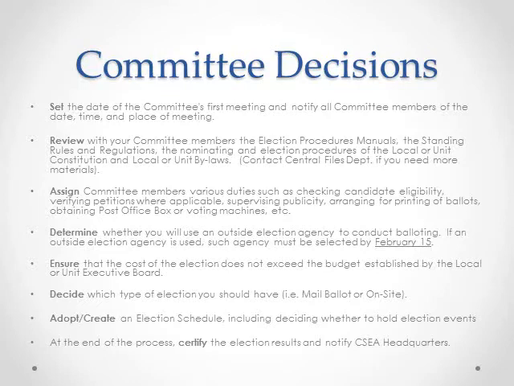The local also has to decide what type of election you should have, whether that's a mail ballot or an on-site election, unless, of course, your local or unit executive board has already directed that it take place in a particular fashion. And the election committee must adopt or create an election schedule, including deciding whether to hold meet the candidates or election events. All the way at the end of the process, the election committee has to certify the election results to all of the candidates and notify CSEA headquarters of the outcome.